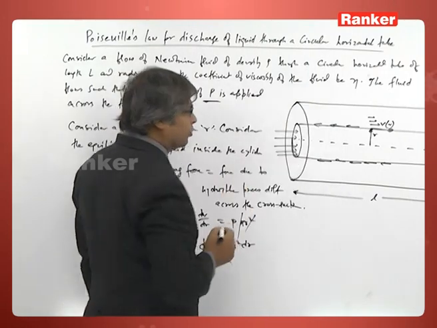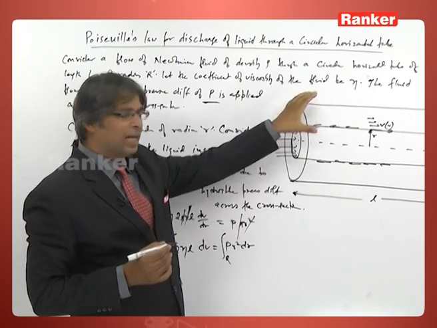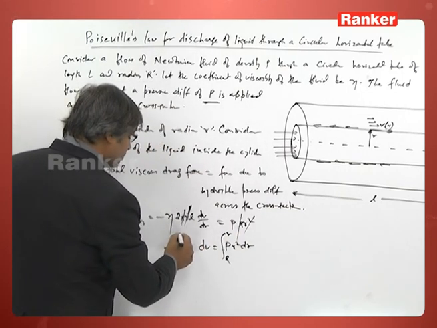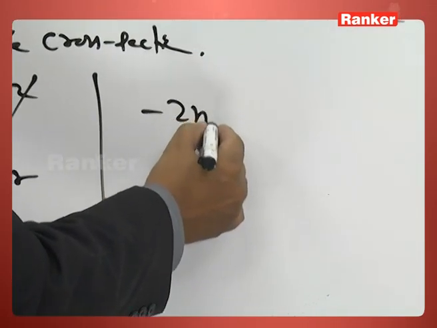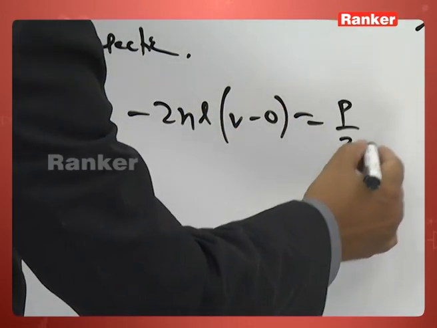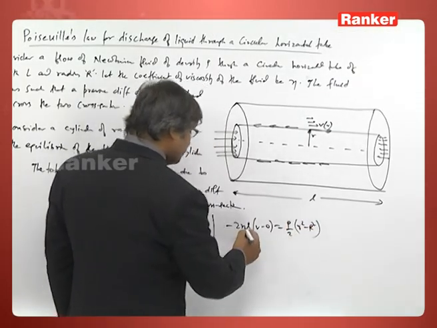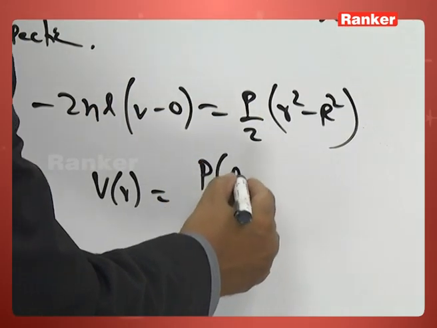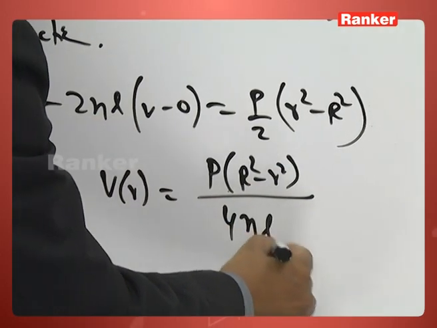So, when it is very near to this surface, then this fluid layer has a velocity 0. With the wall, the fluid is at rest, and when it is at R, this velocity is V. So, on integration we get minus 2 eta L V minus 0 is equal to P by 2 (R square minus r square). So, this minus can be brought this side. So, we will have V as a function of r. This is P (capital R square minus small r square) by 4 eta L.